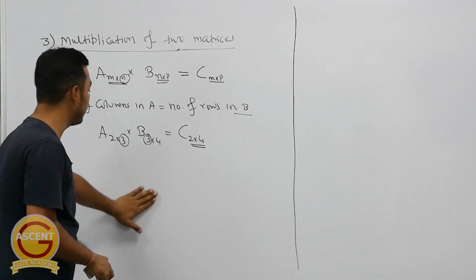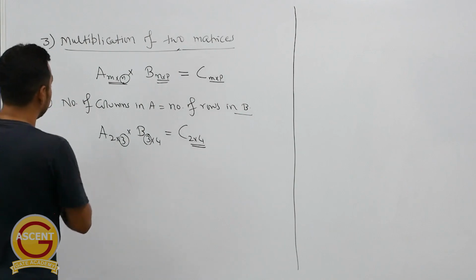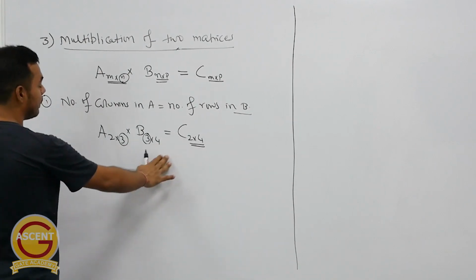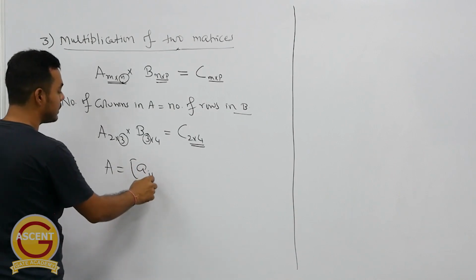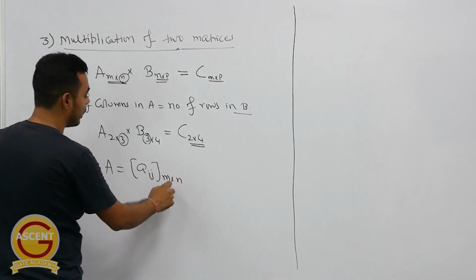Now this is the first point. And the second point is that if I have to find any element of this matrix, our matrix A is Aij, with order M into N.